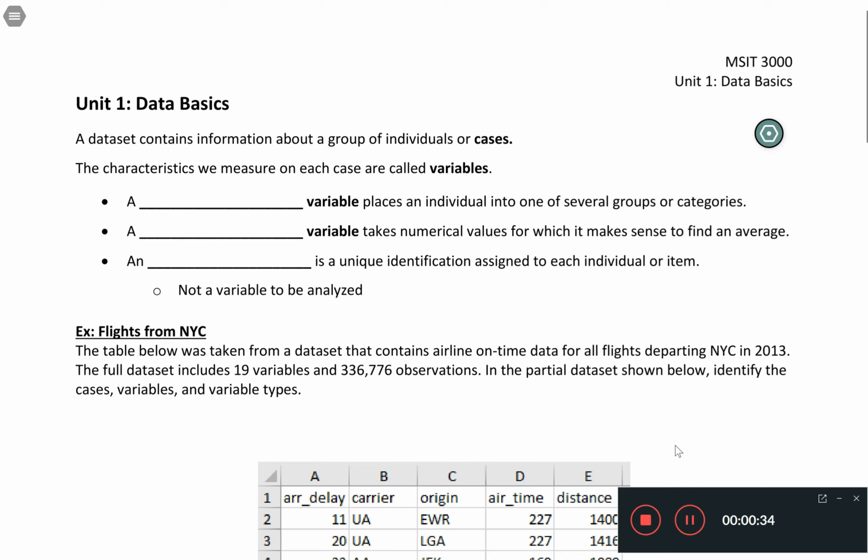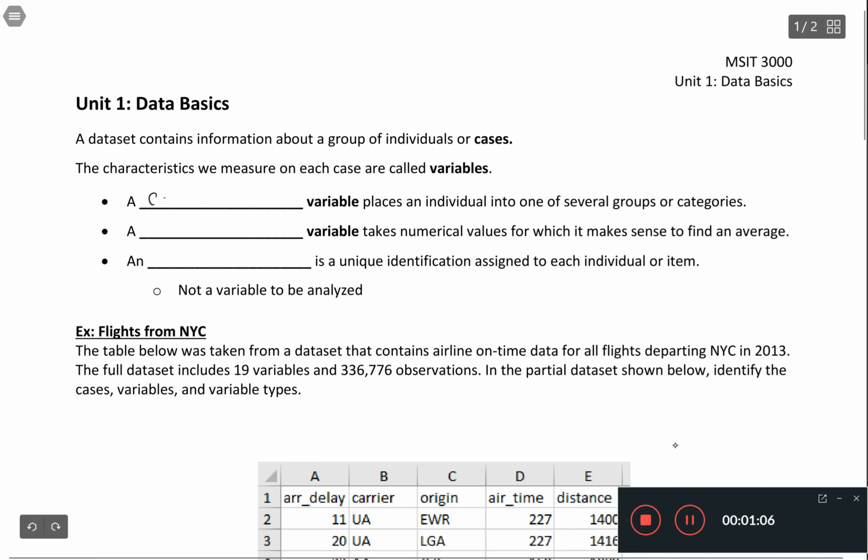And then the characteristics that we measure on each case, those are called variables. So we'll talk about a couple different kinds. A categorical variable is one that places the cases into one of several groups or categories. So for example, if I ask you what class year are you in, so freshman, sophomore, junior, senior, that's putting you into categories. So that's a categorical variable.